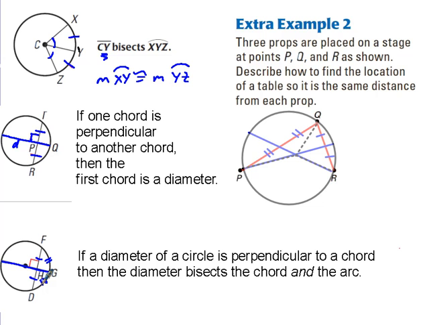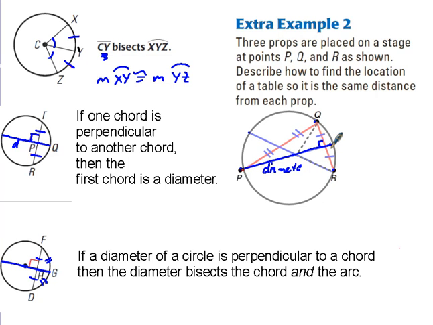Properties of chords. So let's look at this example problem. This looks kind of confusing, this drawing here. It says three props are placed on a stage at points P, Q, and R. As shown, describe how to find the location of a table so it is the same distance from each prop. If it's going to be the same distance, it's going to have to be in the center, isn't it? So if we can figure out how to do a perpendicular one that's bisecting a chord, that will make this the diameter, won't it? That'll become the diameter there.